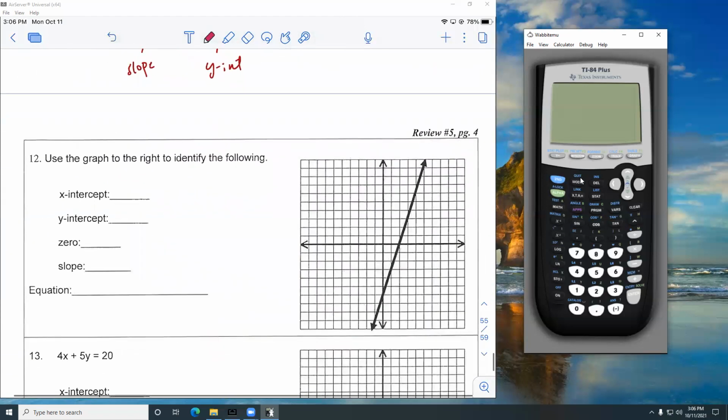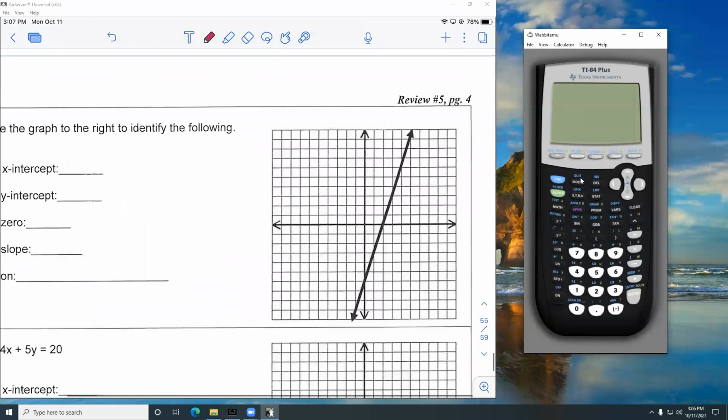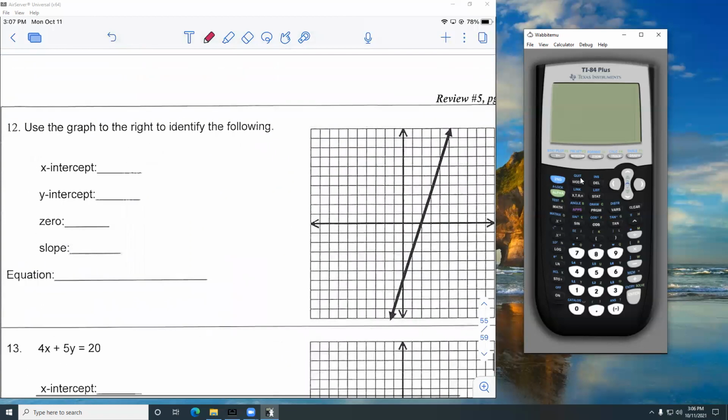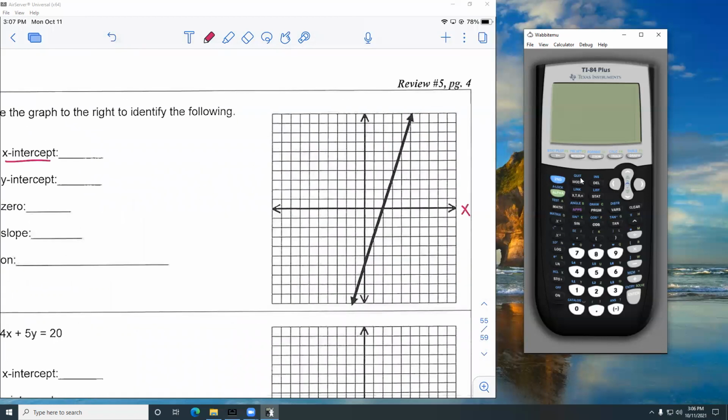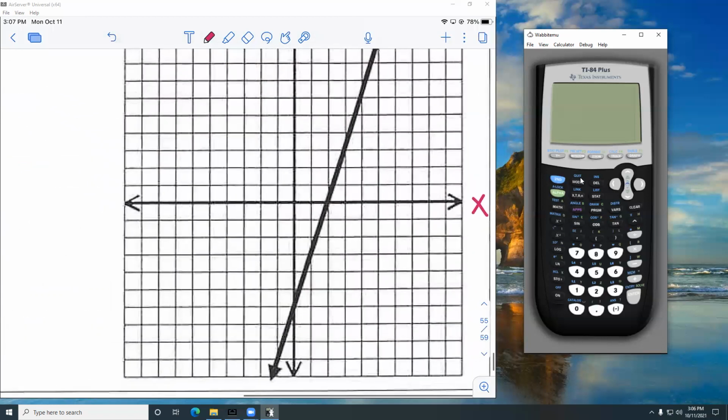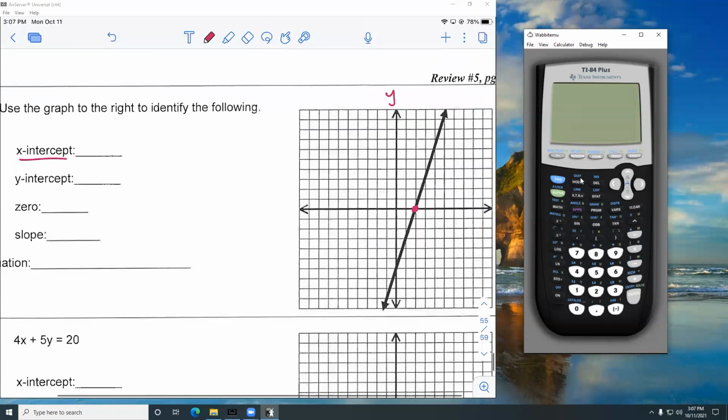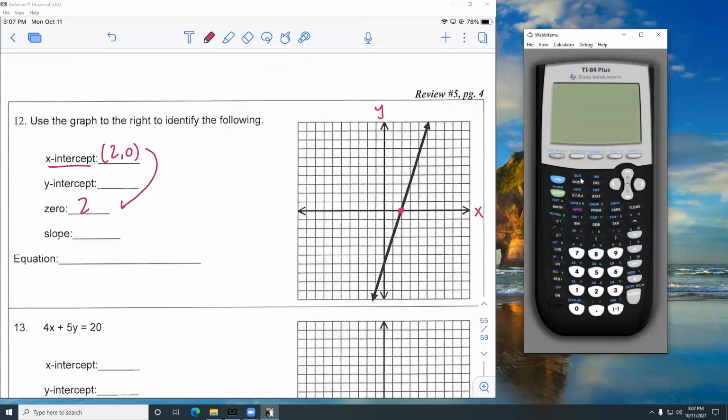All right, look at number 12. We're going to do the exact same thing. Now this graph looks a little nicer because it looks like I'm actually crossing on some whole numbers. So for my x-intercept, where I cross the x-axis, side to side is x, up and down is y. So I go over 1, 2. On my x-axis, it looks like I am crossing at the point (2, 0). Since I already know my x-intercept, it means I also already know my zero. It's just that x value of 2.